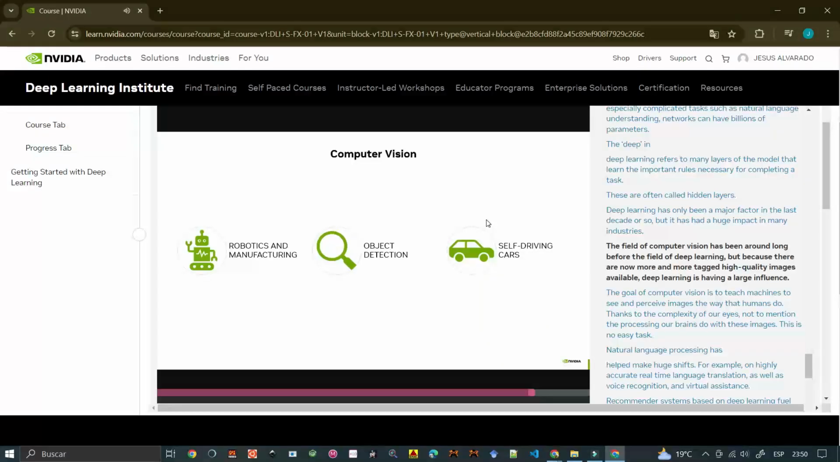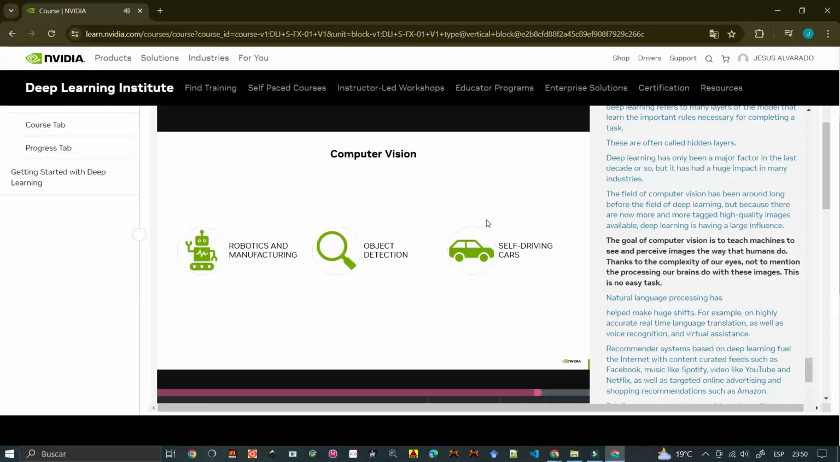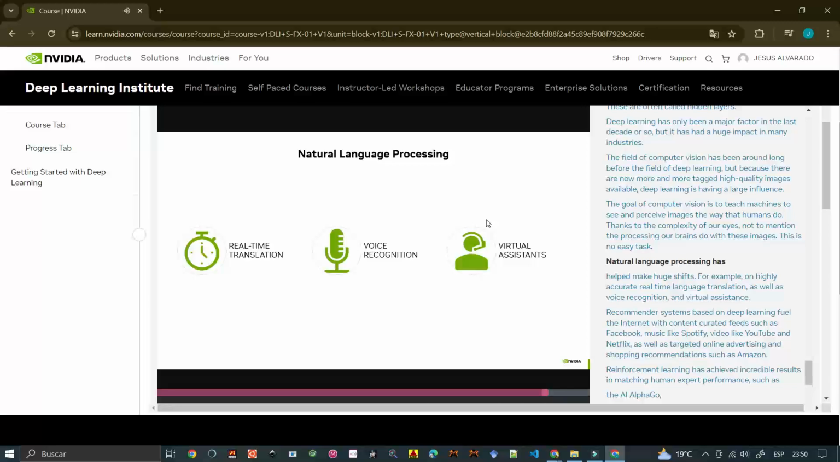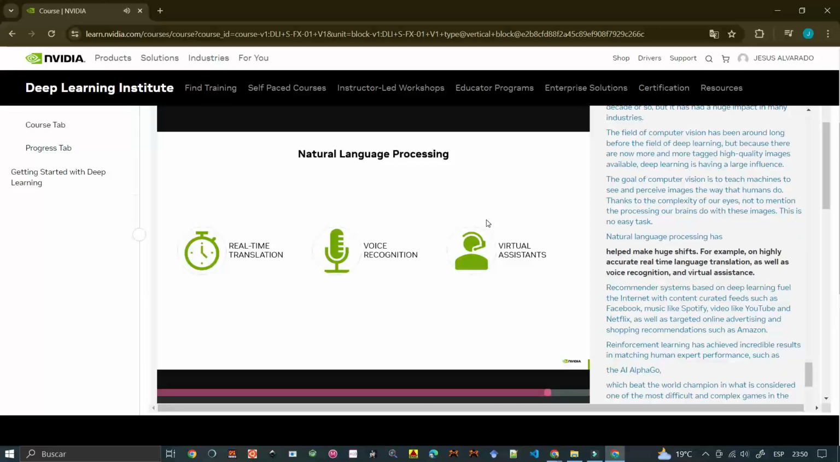The field of computer vision has been around long before the field of deep learning, but because there are now more and more tagged high-quality images available, deep learning is having a large influence. The goal of computer vision is to teach machines to see and perceive images the way that humans do. Thanks to the complexity of our eyes, not to mention the processing our brains do with these images, this is no easy task. Natural language processing has helped make huge shifts, for example in highly accurate real-time language translation, as well as voice recognition and virtual assistants.